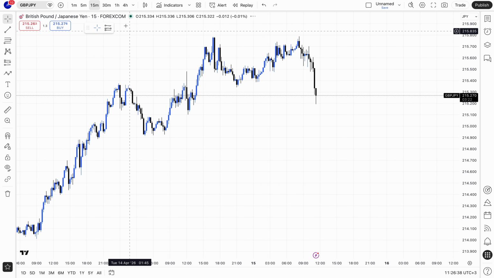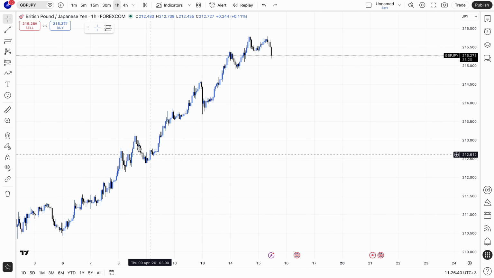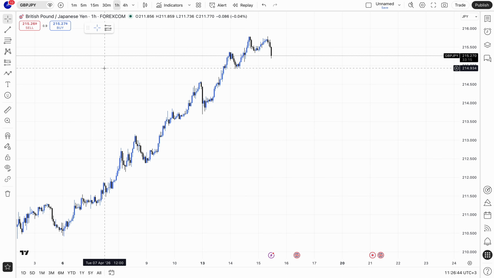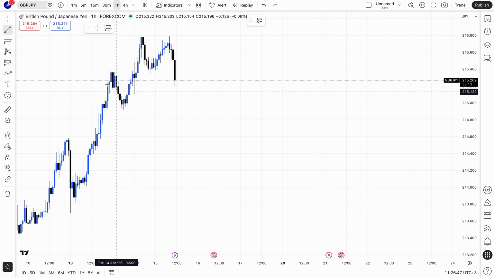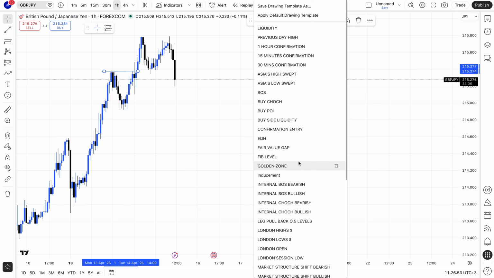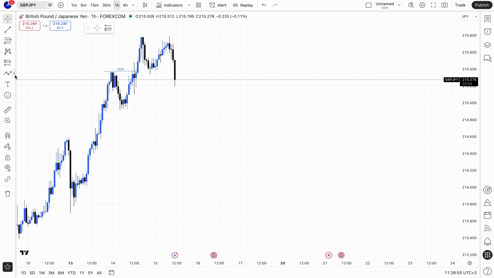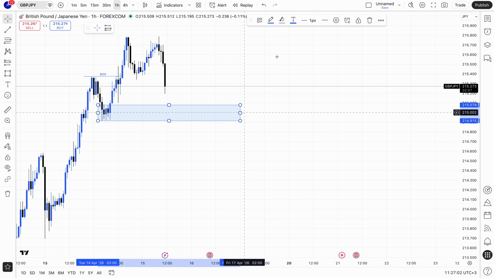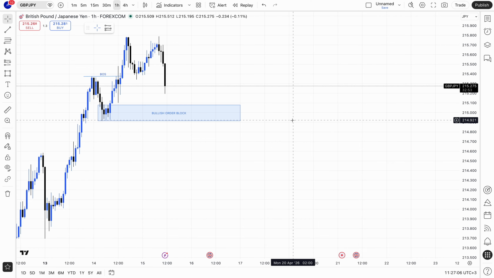GBP/JPY. First and foremost is market structure. You can see the price is moving up. You can see it very cleanly. We have our last break of structure to the upside. External market structure. And then we have our order block, which is here. And from this order block, everything is clean and fresh. You can clearly see it.